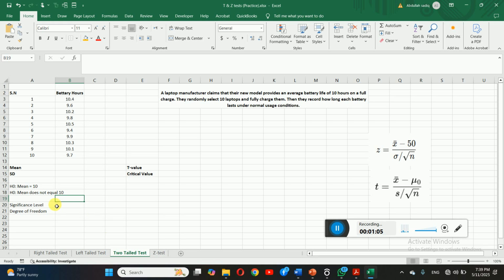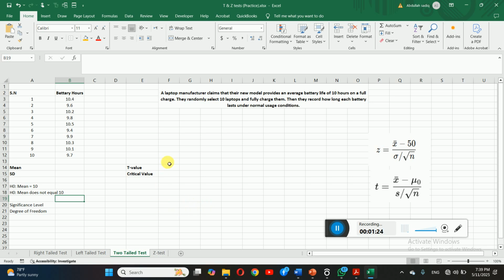Why? Because when you say the mean does not equal 10, it means the confidence interval is in between, and you are rejecting just on two sides. We have two tails, and the significance level, or you can say the critical value, comes on both sides.